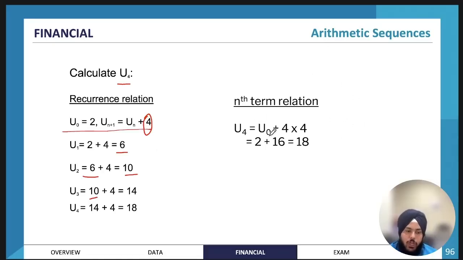That's different for the nth term relation, because in this case we can just use the initial value to determine u4. Straight away, we can substitute what n is to get 18. So we don't need to determine u1, then u2, u3, and then u4, and so on and so forth.